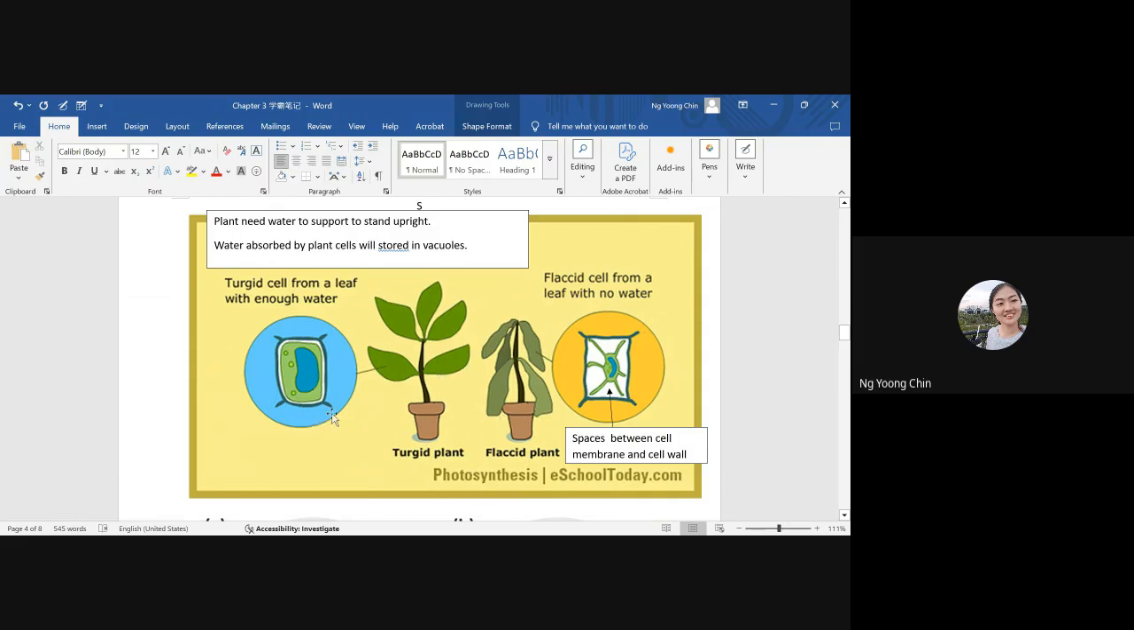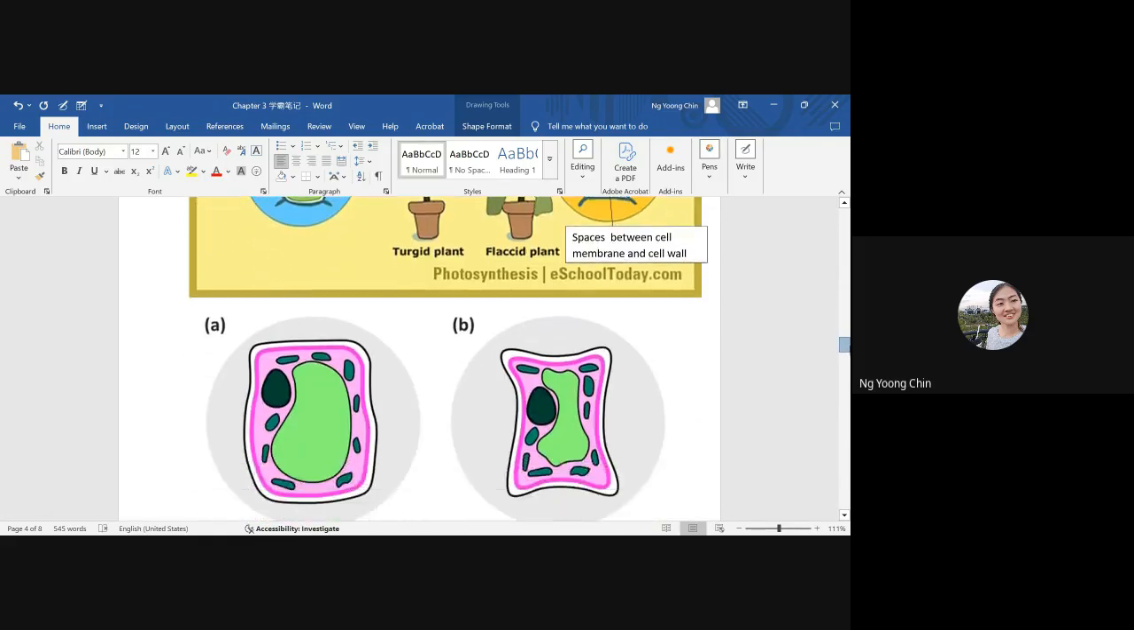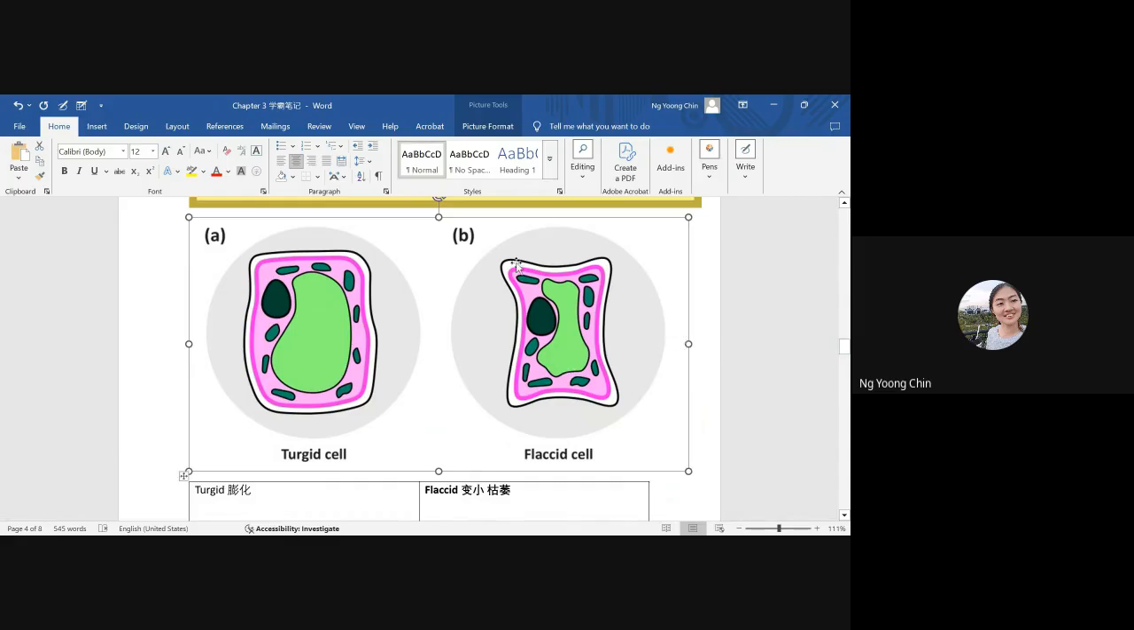So you can see the turgid plant cell and the flaccid plant cell. How is their appearance? Okay, you should know how to draw the turgid plant cell and the flaccid plant cell. Sometimes they will come up in the exam, where they ask you to draw a diagram. So this is an example of a picture that you can draw.